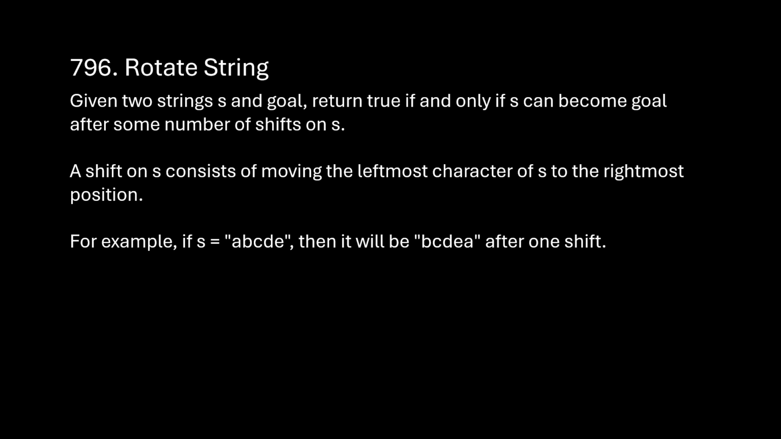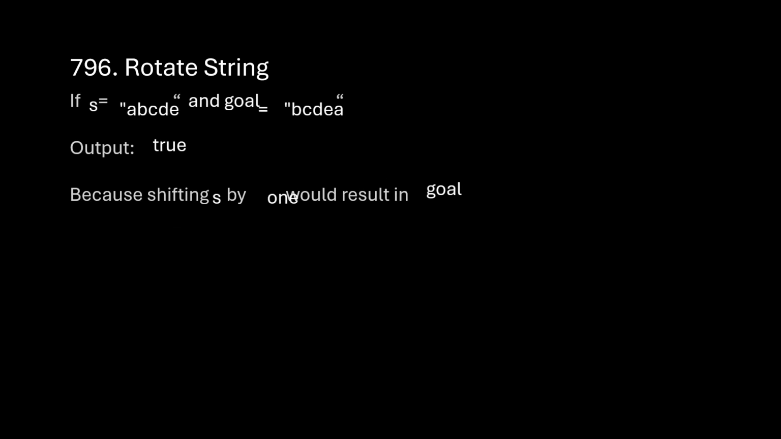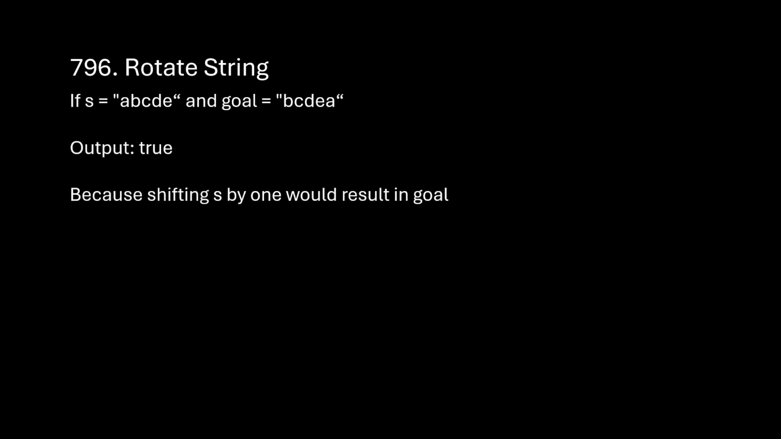A shift on s consists of moving the leftmost character of s to the rightmost position. This is one of the examples it provides in the description. I'll just show you the visual. So given A, B, C, D, E, and a goal B, C, D, E, A, we output true because we're only shifting by one. As you can see, if we shift to the left, A is going to the end, and B, C, D, E is going to move forward. So this is obviously true because if you shift it by one, you'll end up with this outcome.